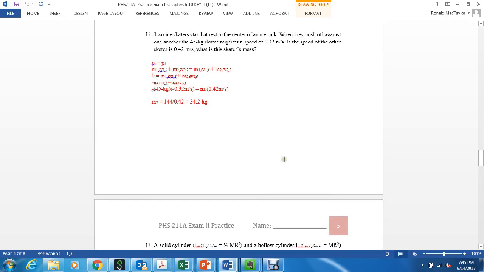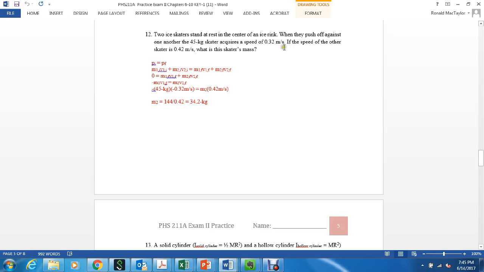That was a mistake. Hey, there's two skaters at rest in the center of an ice rink. They push off of each other. The initial momentum is 0, right? Because momentum is the product of mass times velocity, and neither of them are moving. They're standing at rest. The final momentum is also 0. Momentum is a vector quantity. That means one of the skaters has positive momentum, directed in the positive x-axis, and one of the skaters has negative momentum, directed in the negative x-axis. Doesn't particularly matter which one is traveling in which direction.